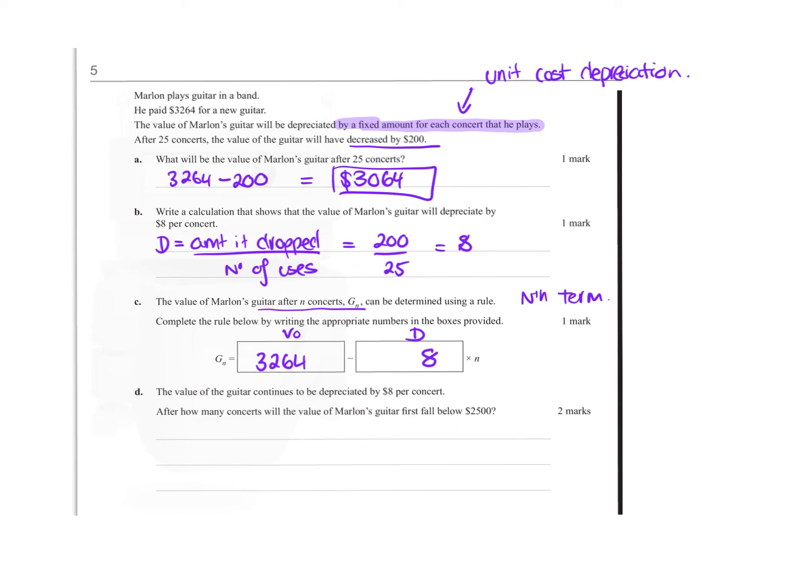The value of the guitar continues to depreciate at $8 per concert. After how many concerts will the guitar first fall below $25,000? So you can either keep clicking or let's do our solve again. So I'm going to say solve when the value equals this, and this is my formula, comma n. What does n equal? Okay, so it ends up being 95.5. If you go to 95 concerts, it's not going to be below. So if it's a little bit over, you always have to go to the next concert. So we're going to say 96 concerts.